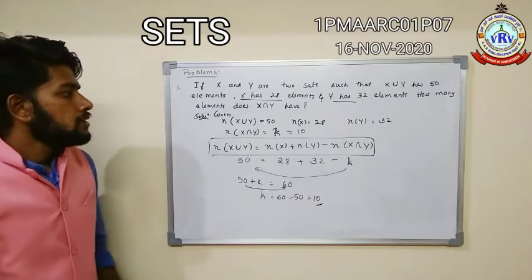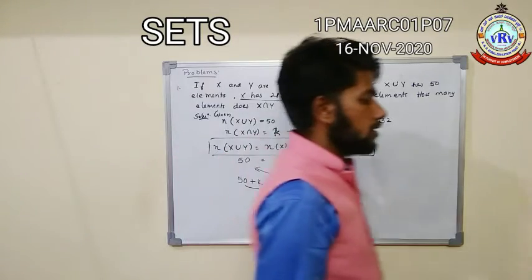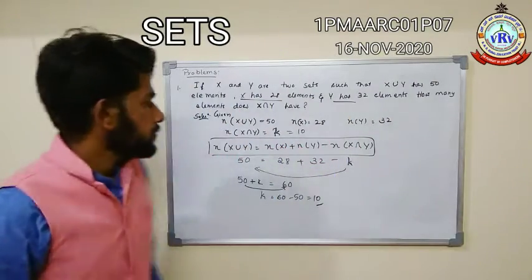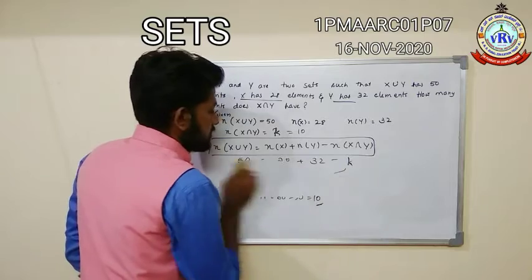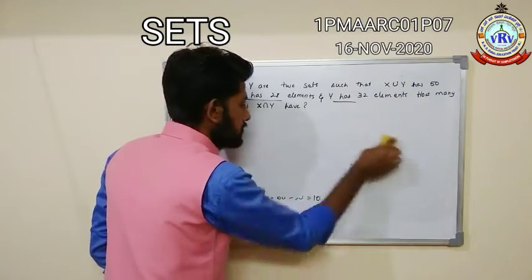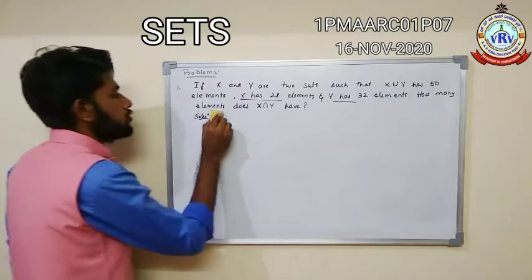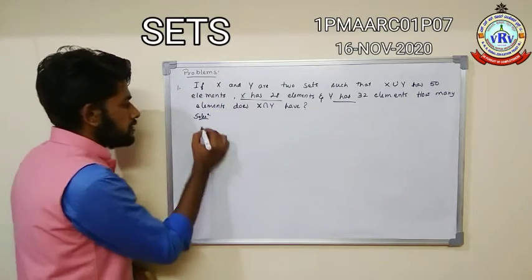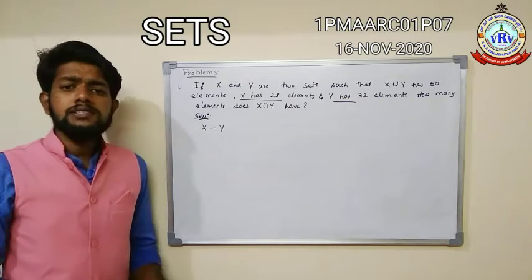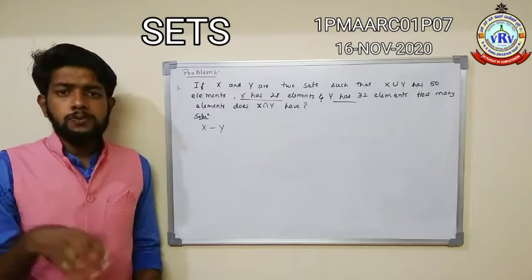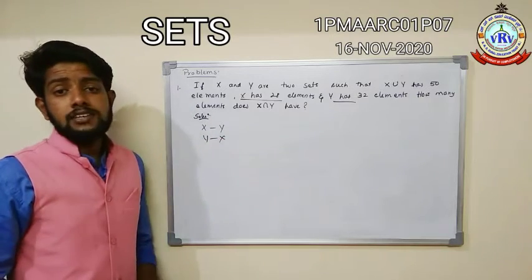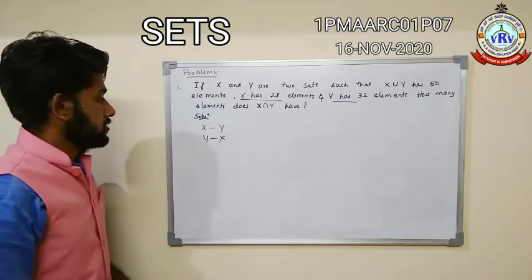Okay, in other cases, we can solve this problem in another way. We know the difference between two sets, right? If x and y are there, x minus y means the set of all elements in the set x but not in the set y. Y minus x is the set of all elements in the set y but not in the set x.